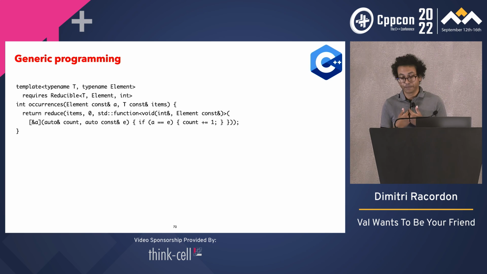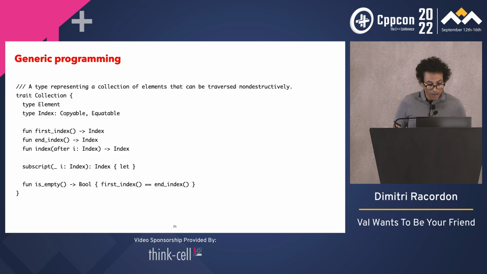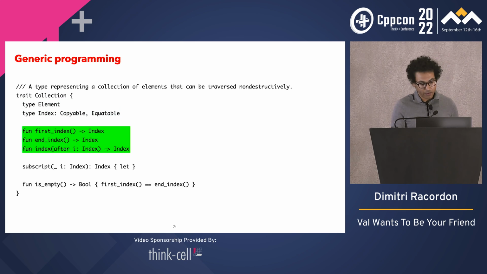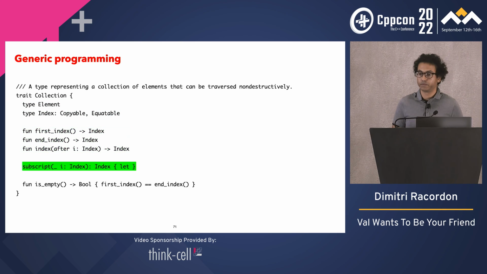At least I do. So how do we define concepts in Val? We can use traits. A trait is a set of method and property requirements along with associated types and values. Here we're saying that a collection is a type that has two associated types, requires 3 methods to handle its indices, and 1 subscript to access its elements. Note that collections in Val use indices rather than iterators, because iterators have reference semantics.